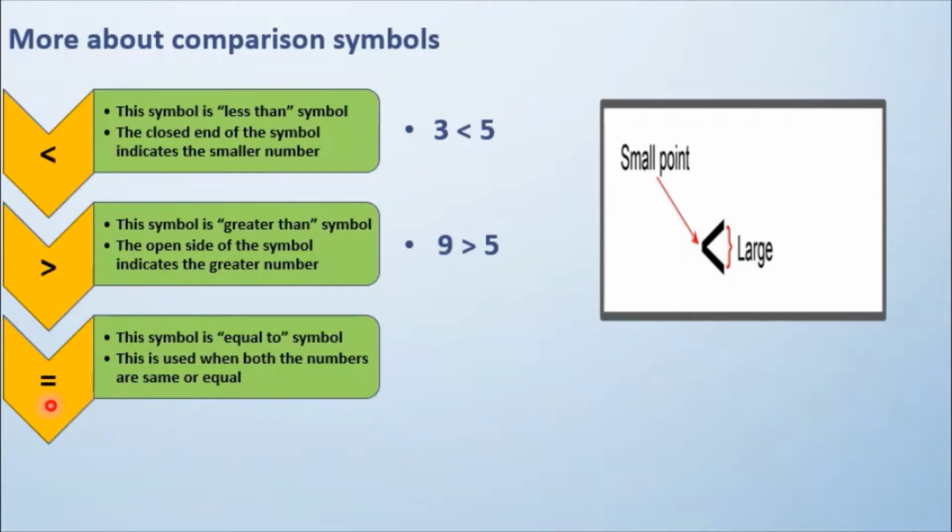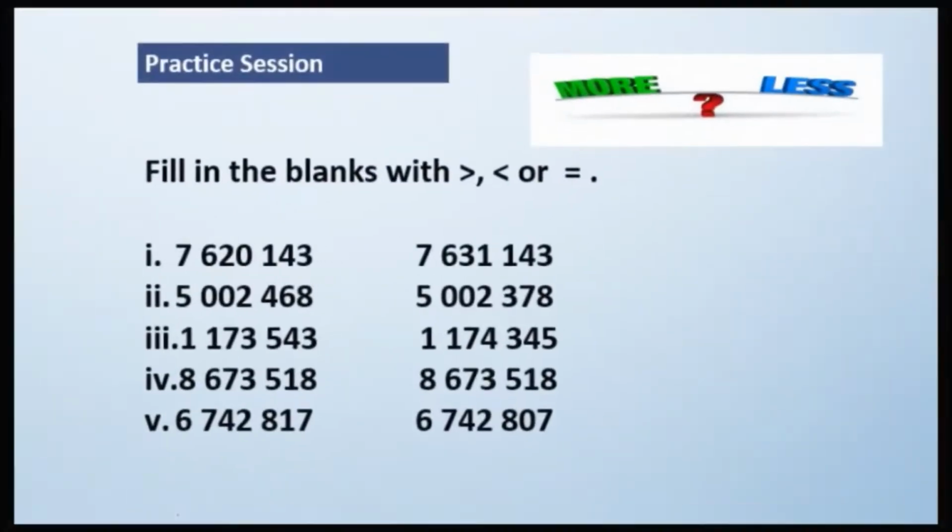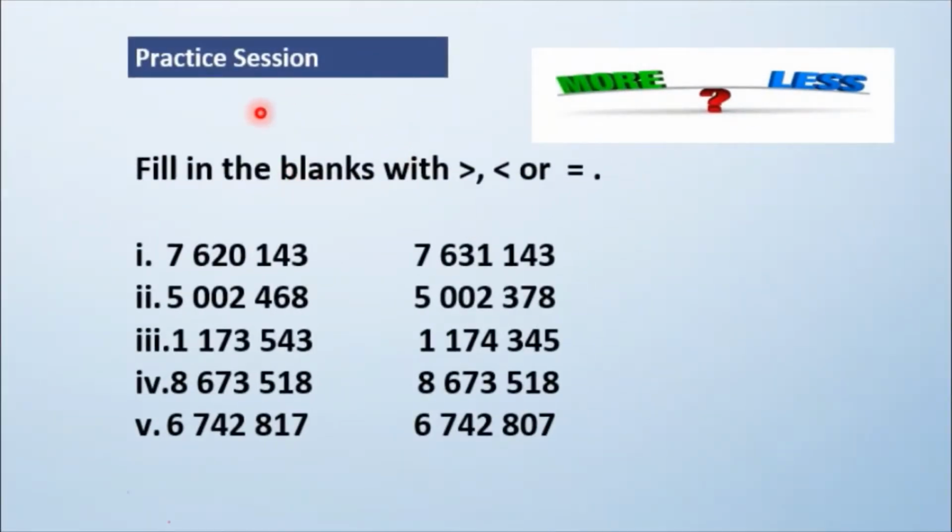And in the last we have this. This symbol is the equal to symbol. This is used when both the numbers are the same or equal. Like this, 2 plus 2 is equal to 4. Let's do some practice. Fill in the blanks with the greater than, less than or equal to symbol. Here we are given some pairs of numbers. We will compare these numbers one by one to decide which number is greater or which is lesser.